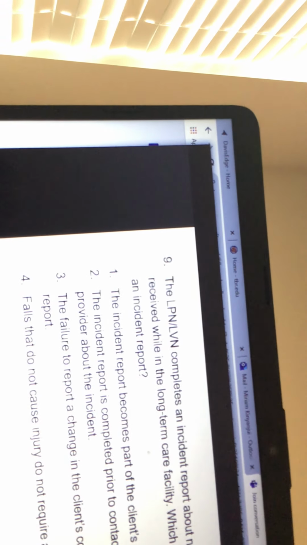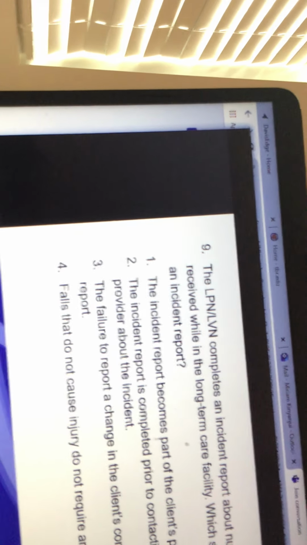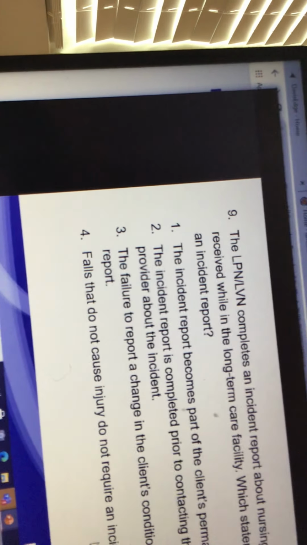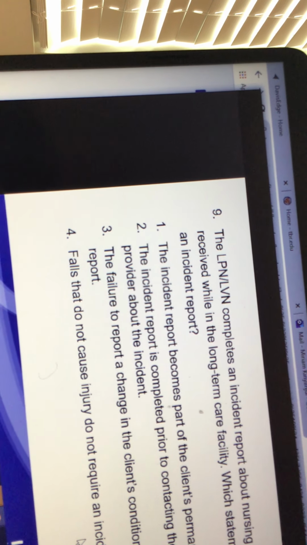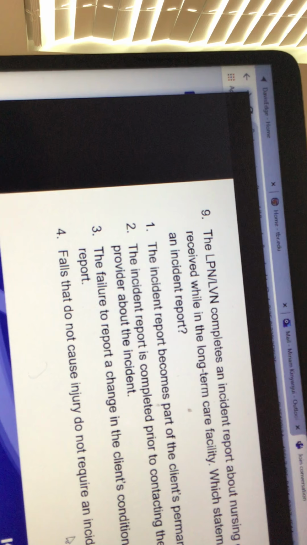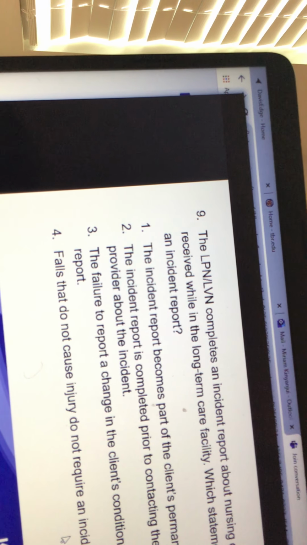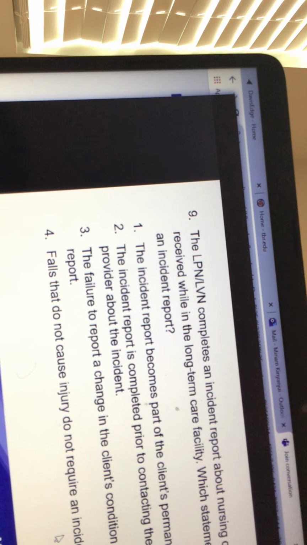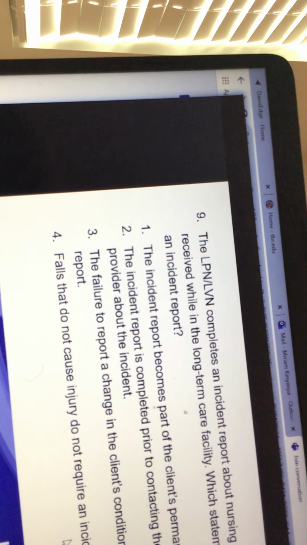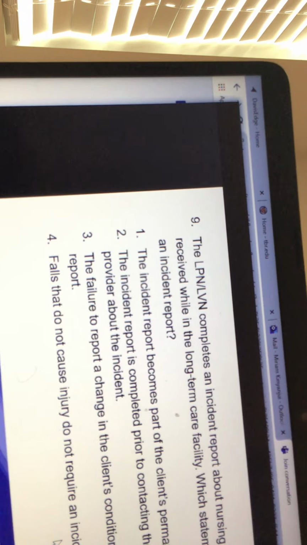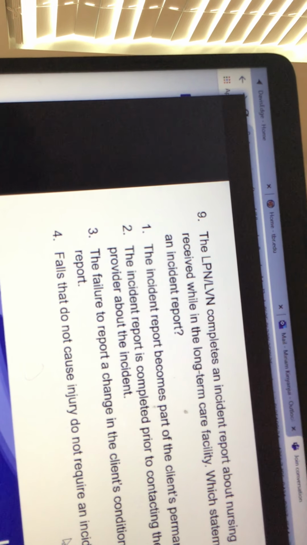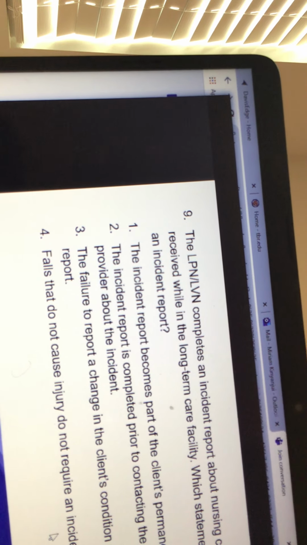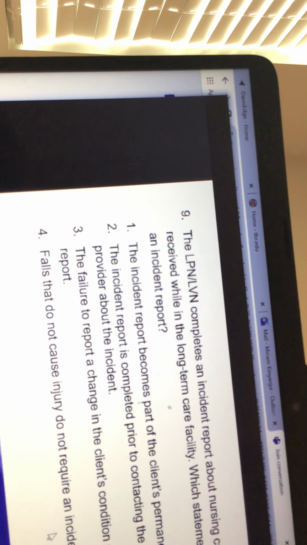And what you're looking for, what is? Right or wrong? Incorrect. Which statement is... you're looking for what's correct. What is true about an incident report? Very good. So let's look at each one and say to yourself, is this true?